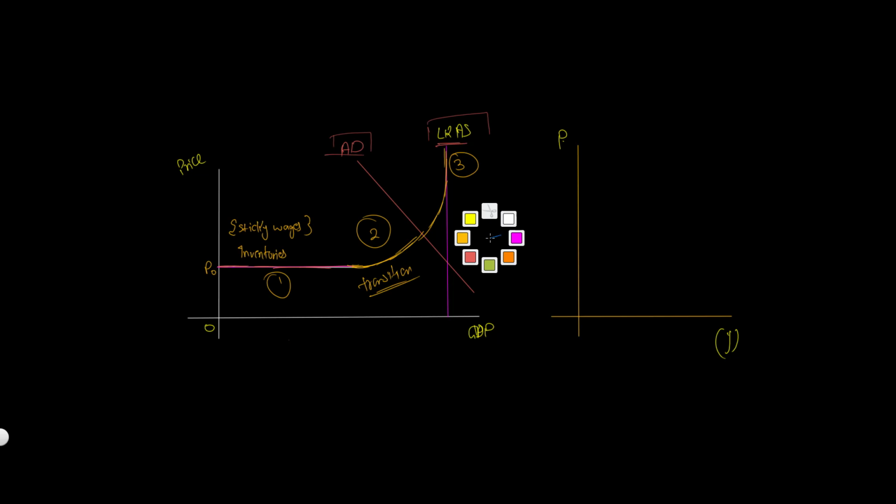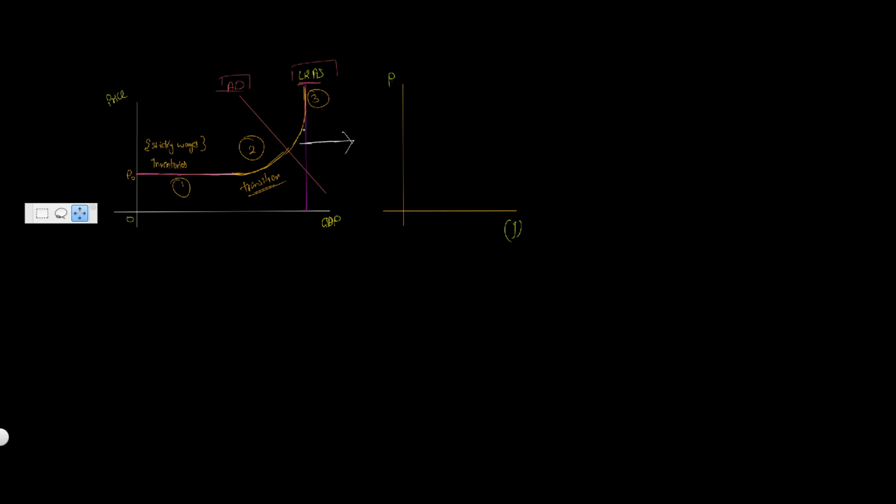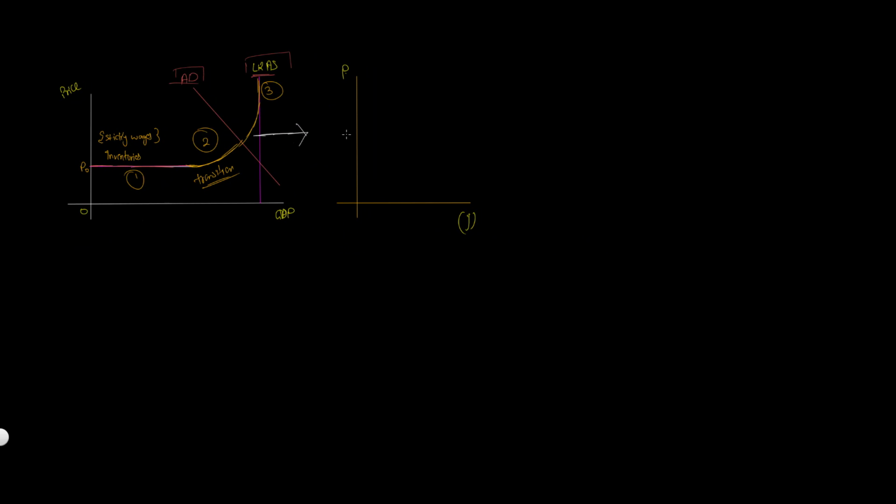When it comes to this transition from the short run to long run, let's see if I can draw this separately. The curve looks something like this. As the GDP is increasing, our prices in the economy are also increasing. So how do we understand this from a theoretical perspective?